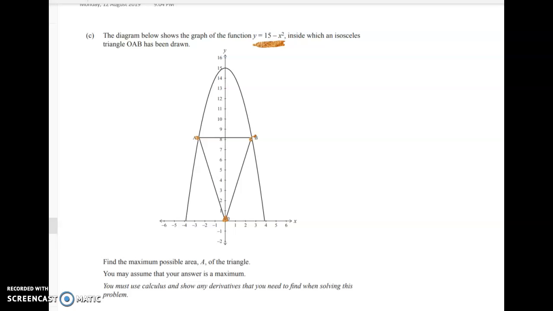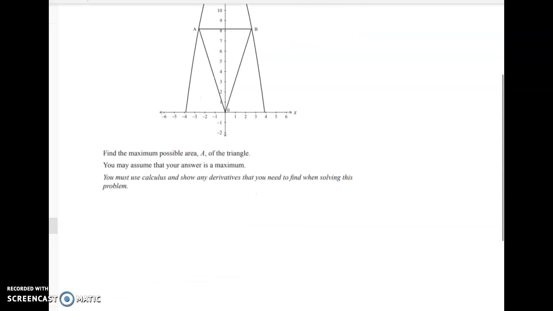So all it is is an upside down triangle. This thing here is the base, and this is the height. And we know that the area of a triangle can be found by half the base times the height. So let's write down that as an expression. So area is equal to half base times height.